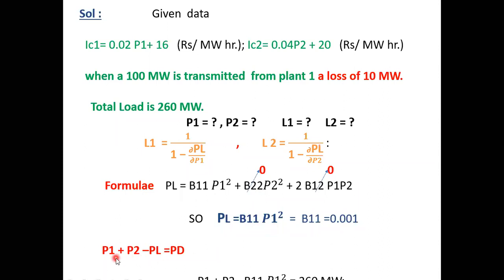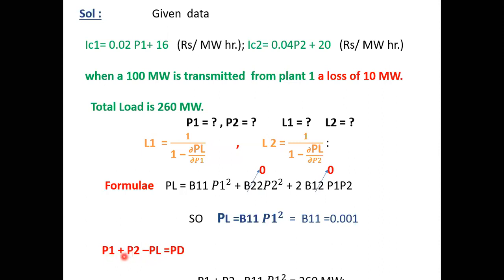Okay, but why we are taking this equation is, in the given data, the load parameter is there, that is equal to 260 megawatts. So this is nothing but a power balance equation. What is the power balance equation? Generation should be equal to demand plus loss. So what is the generation here? How many power plants are we taking? Only 2 power plants.